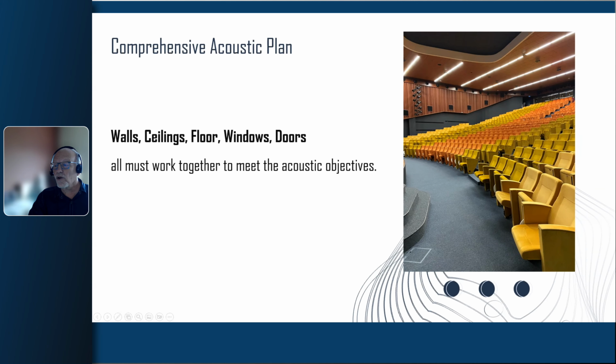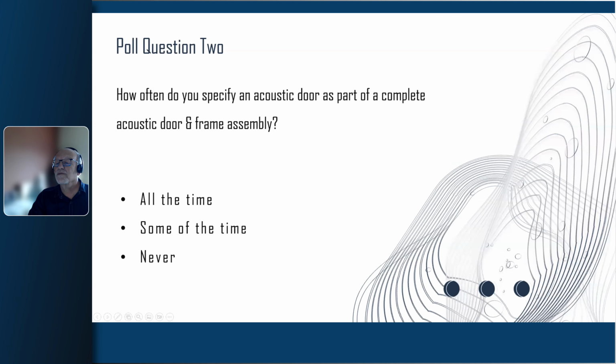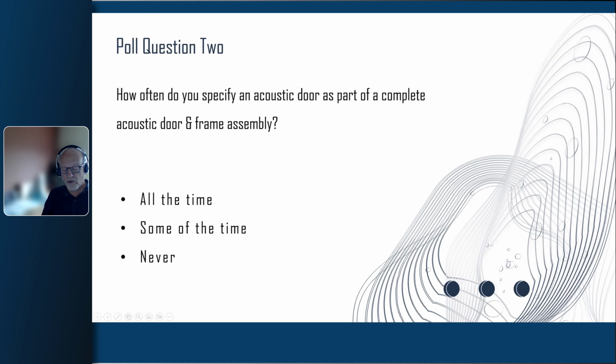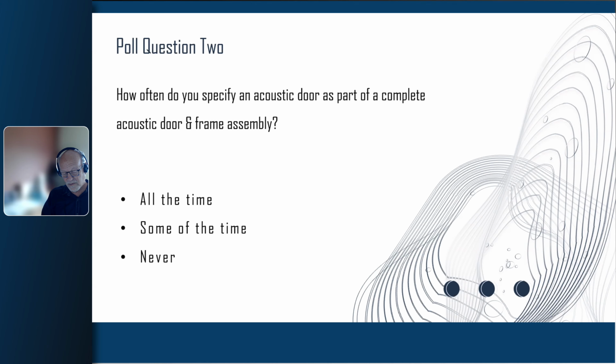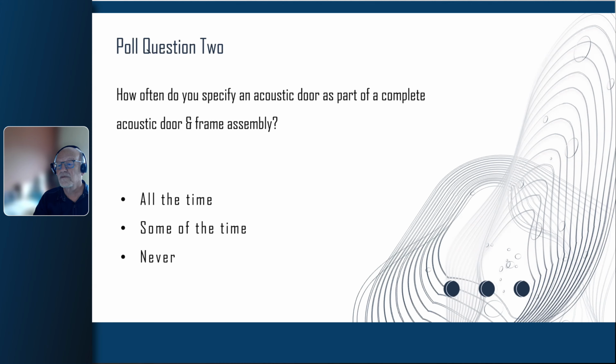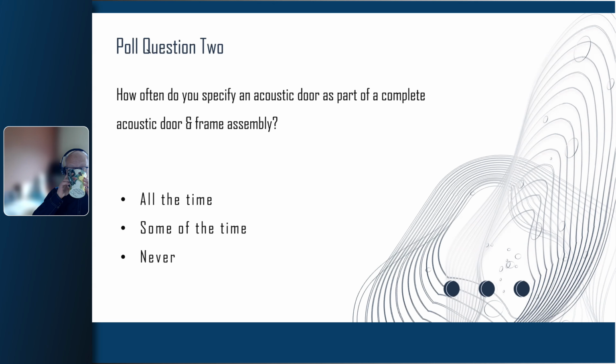So we're going to get on to poll question 2 here. And I've been talking about some of these issues, and I'll throw it back to you, Fulgens. Yes, how often do you specify an acoustic door as part of a complete acoustic door and frame assembly? Always, sometimes, or never? And you have about 40 seconds on the clock to respond to that.